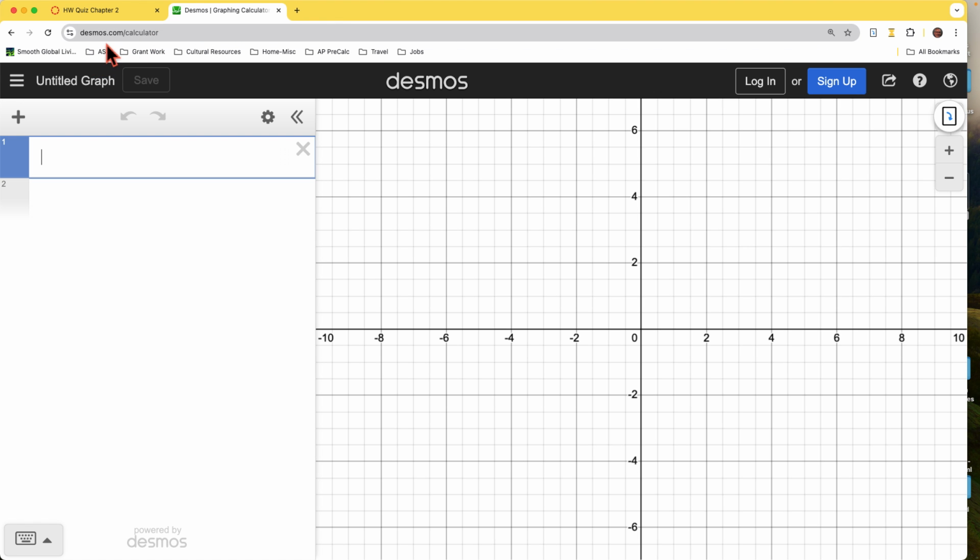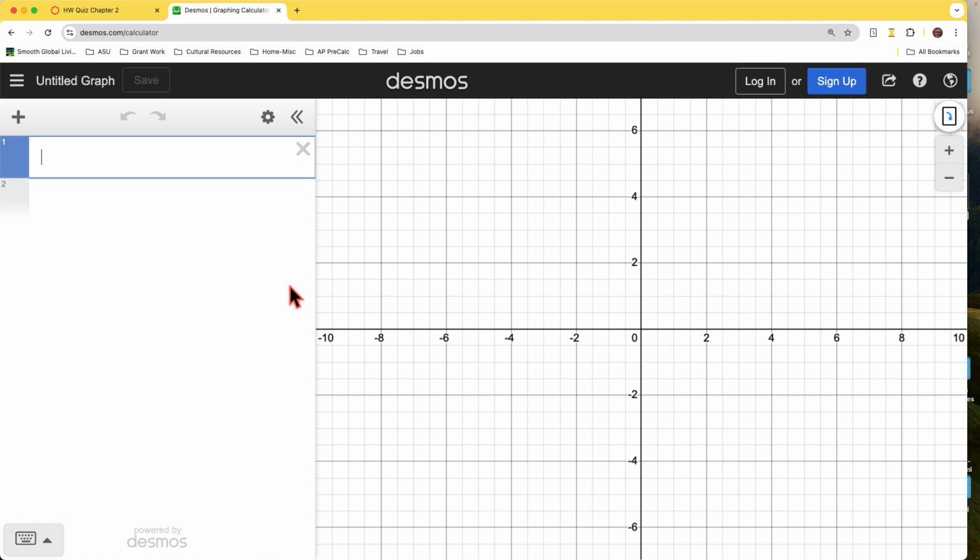So if you go to desmos.com/calculator, it takes you to the graphing calculator. If you forget the /calculator, just go to desmos.com and say graphing calculator. It'll take you here. And this is going to do everything that we need it to do for chapter 2. This is also going to help us when we get to chapter 4. We're going to be using the same tool, and we'll be using it in chapter 3 again. So it makes the whole process so much easier.